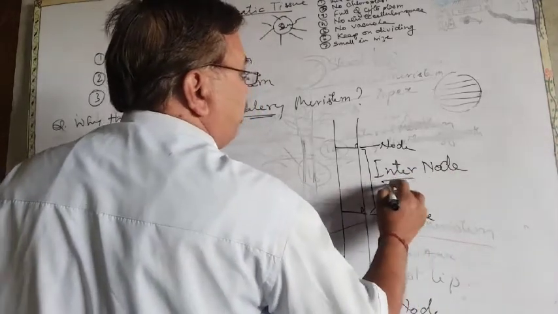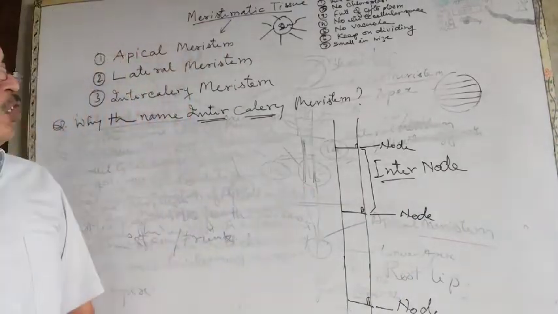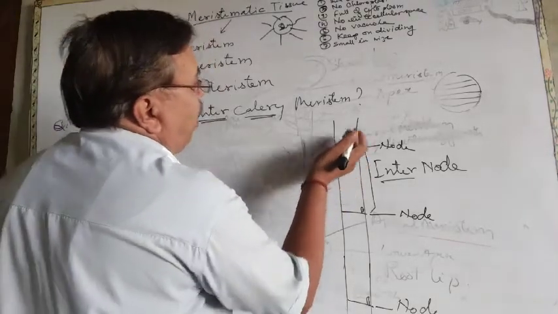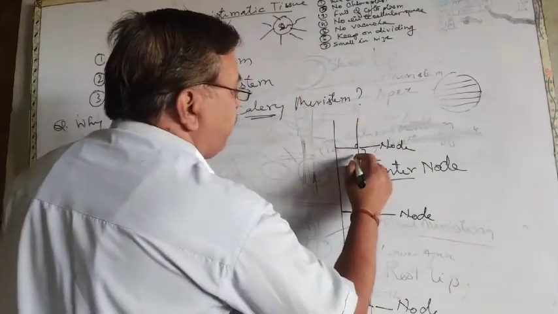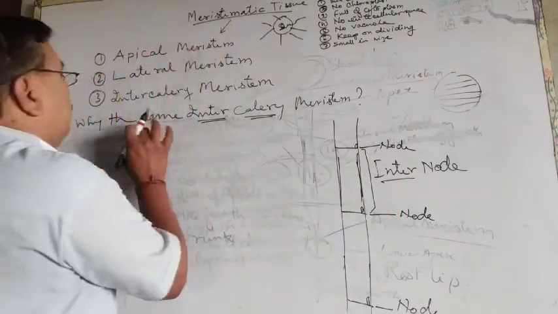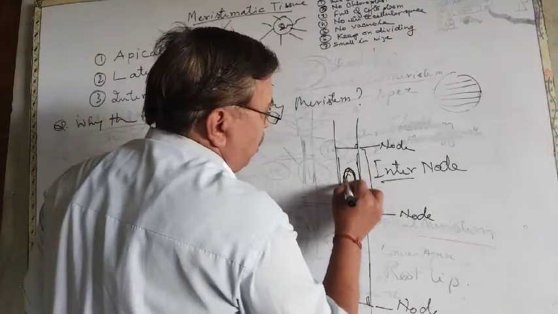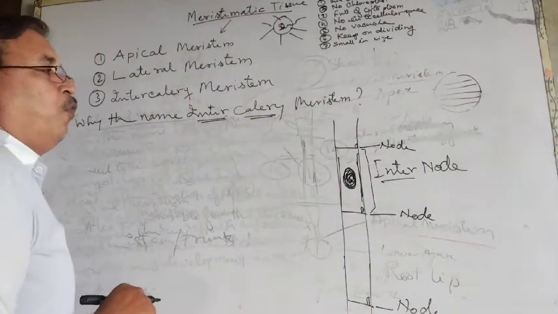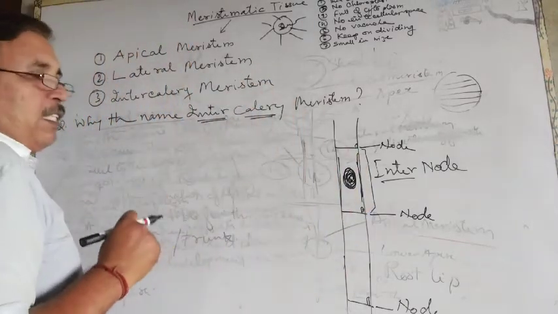Internode means inter, meaning in between the nodes. This region of the plant body is known as internode. And you see, similarly, in the apical region you have apical meristem, top and bottom. On the sides you have the lateral meristem. Where will be this third kind? There is a kind of meristem that is present at this region, in between the cells.